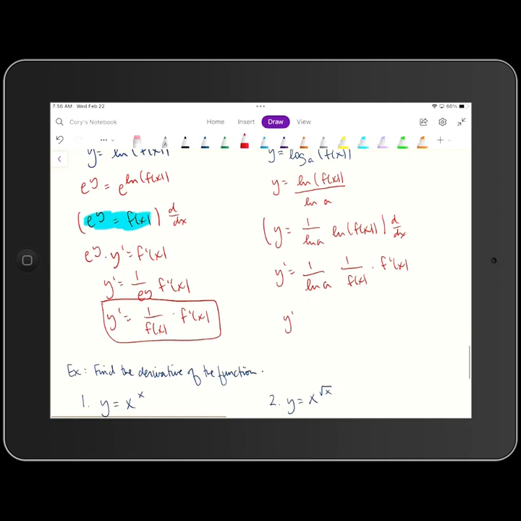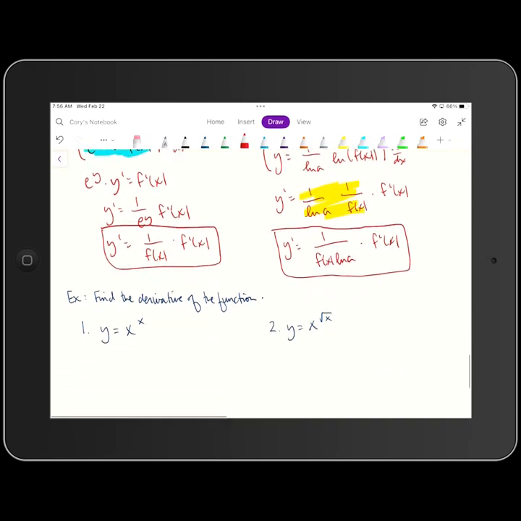And then I'm just going to reorder the factors. So y prime is going to be equal to, when I multiply these two fractions, 1 over f of x times the natural log of a in my denominator, times f prime of x. And that right there is your derivative formula for the log base a of f of x.